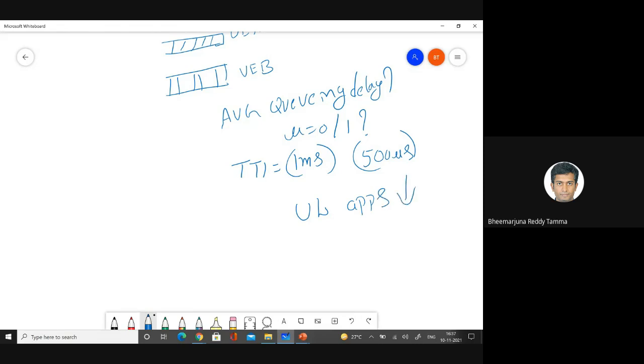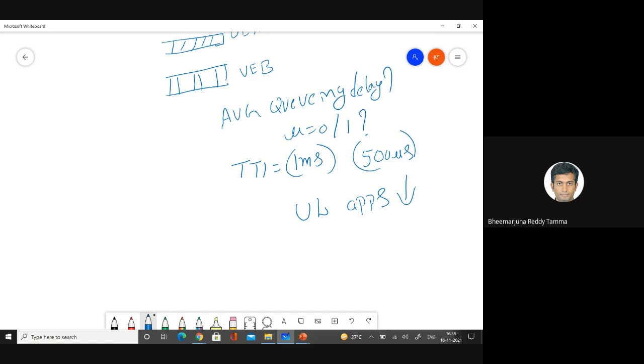Is that convincing, or did you not get convinced about this intuitive way of how higher numerologies are reducing the latency? The capacity is almost the same, but the rate at which we change the scheduling decisions is basically the factor here. Yes, the rate at which you are doing the scheduling is faster. Because of that, you are not leading to a higher queuing delay for the packets that are waiting in the queue.